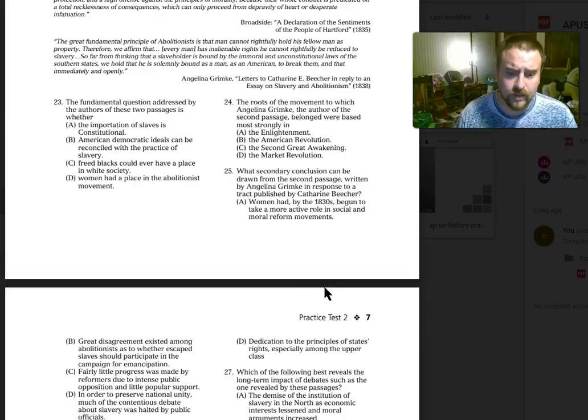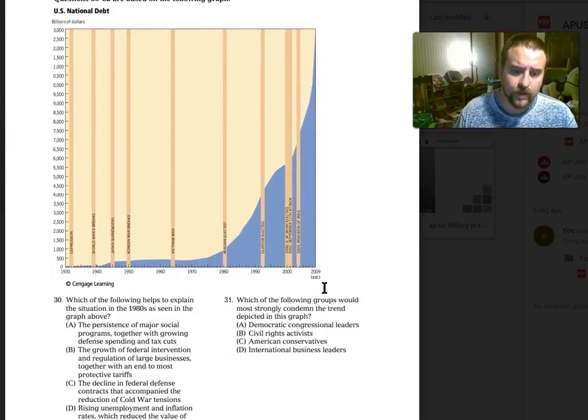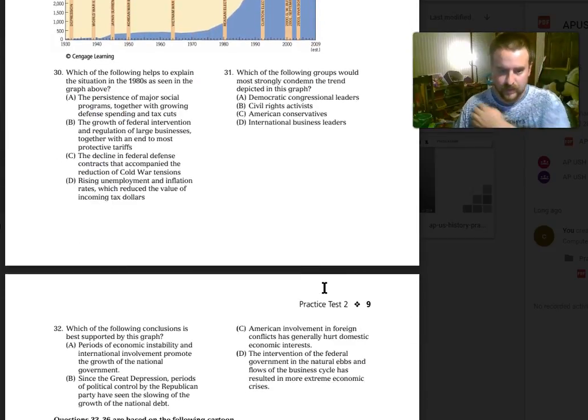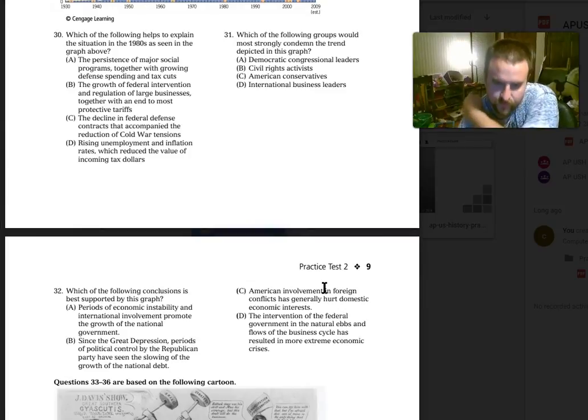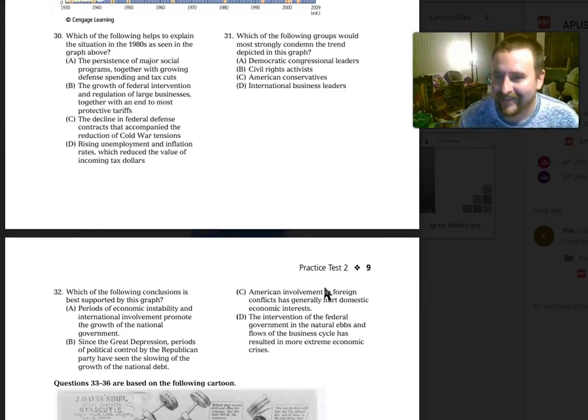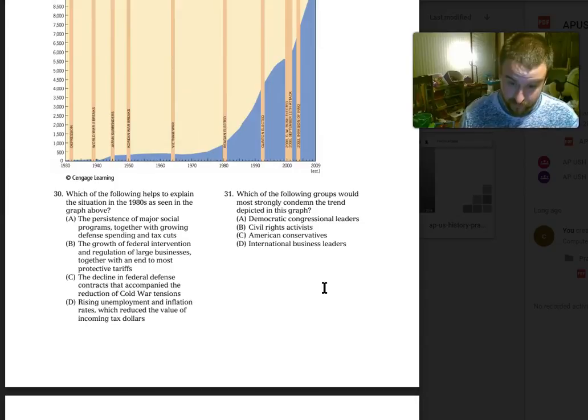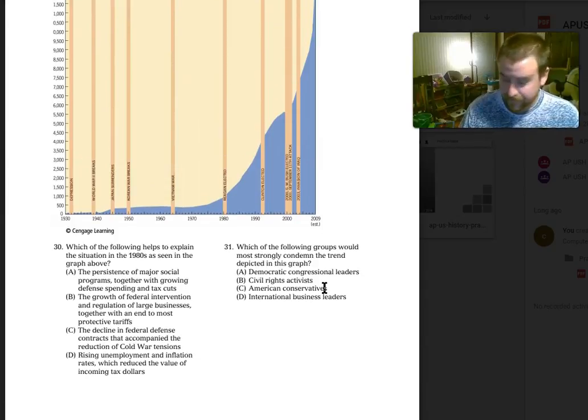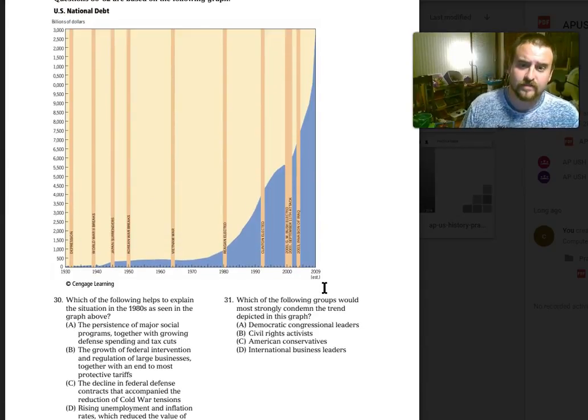Alright, 31. Moving right on along here. Oh yeah, this one. Maybe I was wrong at the beginning. There were a couple that we were confused about with the documents. Alright, so this one, we just got to take a look at this chart or a graph and see if we can understand it. We got U.S.